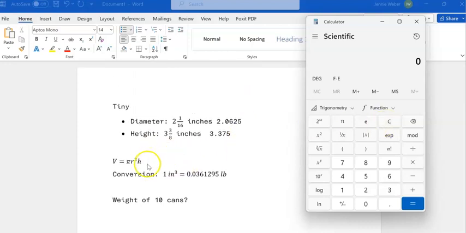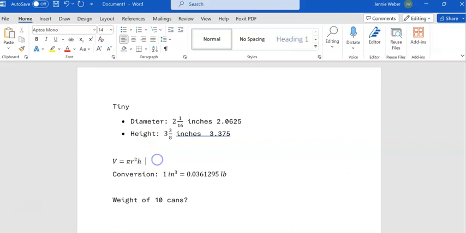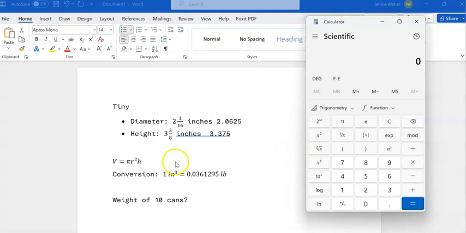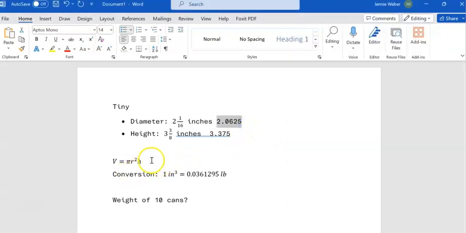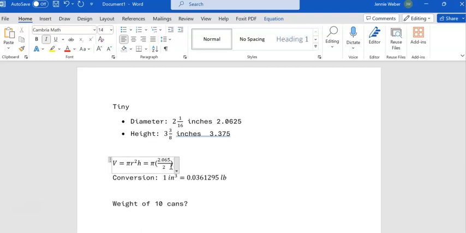So what do I need down here? I need pi. I need r. I don't have r, I have diameter. So when I come to do this, I'm going to have my pi times 2.0625 divided by 2, right? Then this is what is squared.